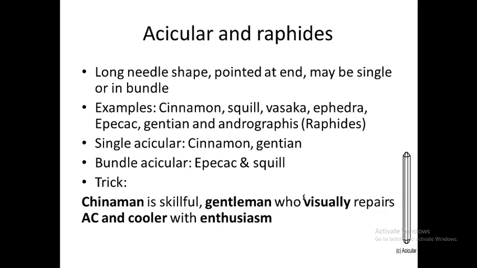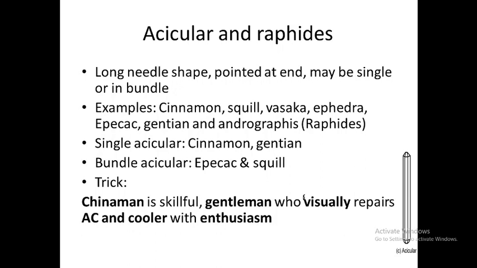Next, the acicular or raphide shape calcium oxalate crystals. These are needle shaped and pointed at the end. Next important thing, these acicular or raphide shape calcium oxalate crystals may be found as a single crystal or may be found as a bundle of crystals in a plant. So examples, just see: cinnamon bark, then squill, then vasaka, ephedra, then ipecac, then gentian, and last is andrographis, that is Andrographis paniculata. So andrographis contains the raphide shape calcium oxalate crystal.